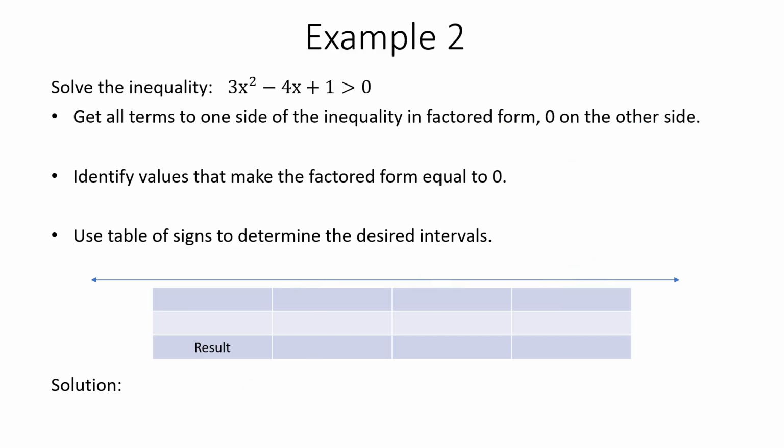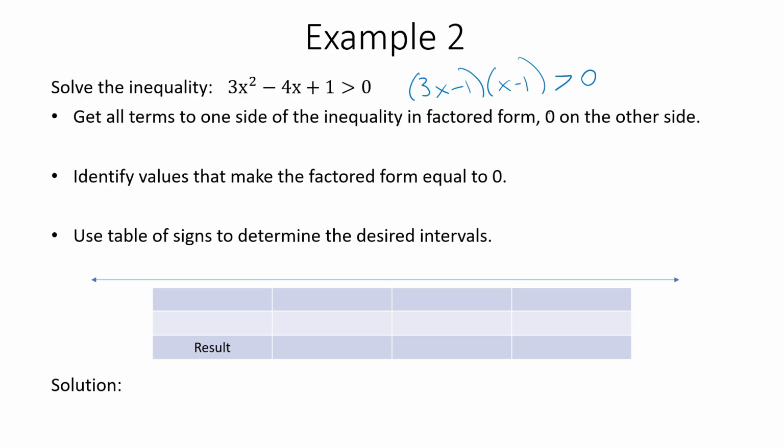Let's try another one. Let's look at this one. It says 3x squared minus 4x plus 1 is greater than 0. We want to get all terms to one side of the inequality in factored form. So we're doing okay here. We got it all to one side, but we need to put it in factored form. Well, if I factor this one, it should factor into a 3x minus 1 times an x minus 1. Okay? And that should be greater than 0.